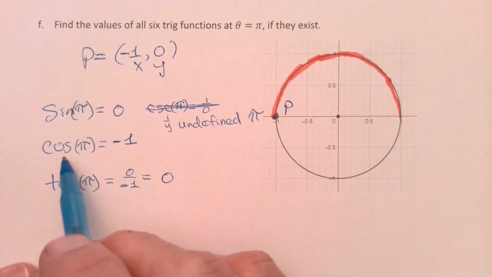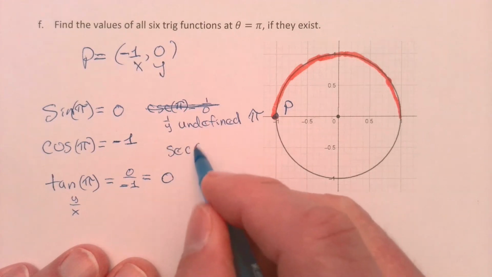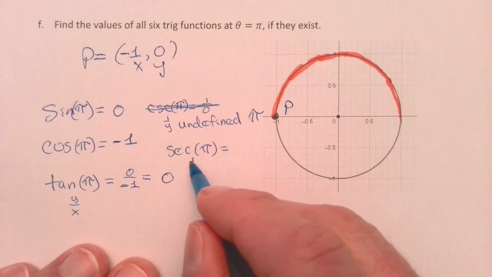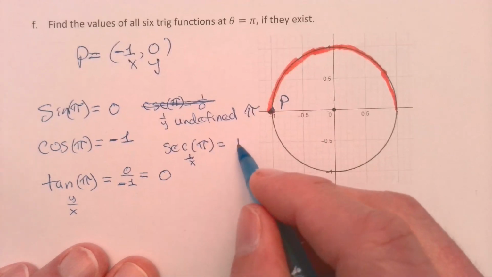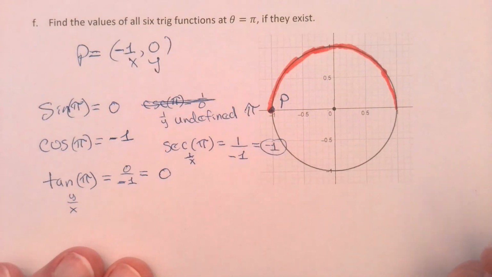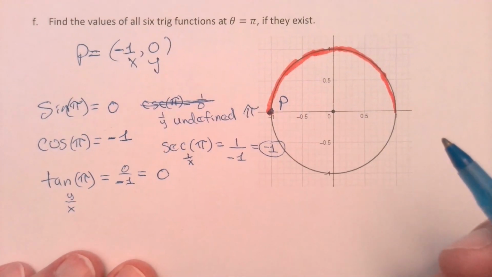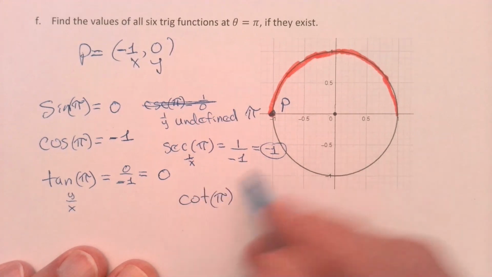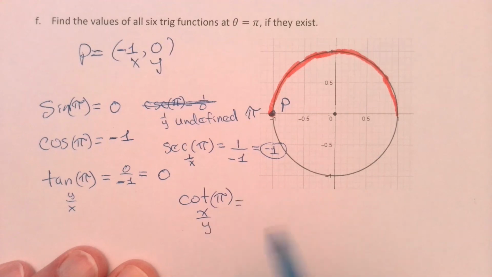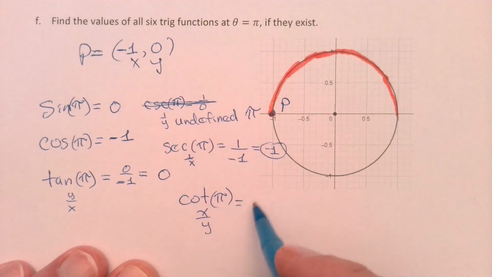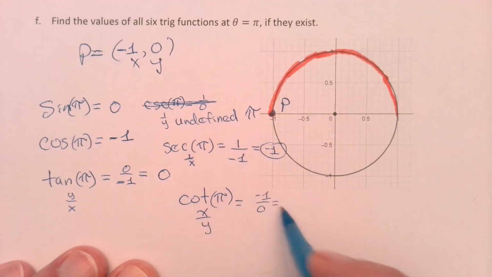What about the reciprocal of cosine? What about that secant at pi? Can you do that? Yeah, you can. Because secant is just 1 over x on the unit circle. So that's 1 over -1, and that's equal to -1. So you can do that. The other one that you can't do is cotangent. And why is that again? Because cotangent is x over y, and in this problem, the y is 0. So they're asking you to do -1 over 0, but you can't, so you have to write undefined.